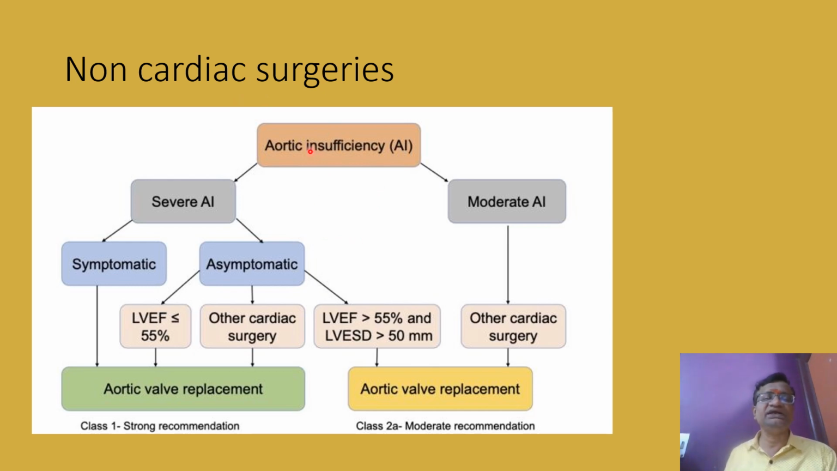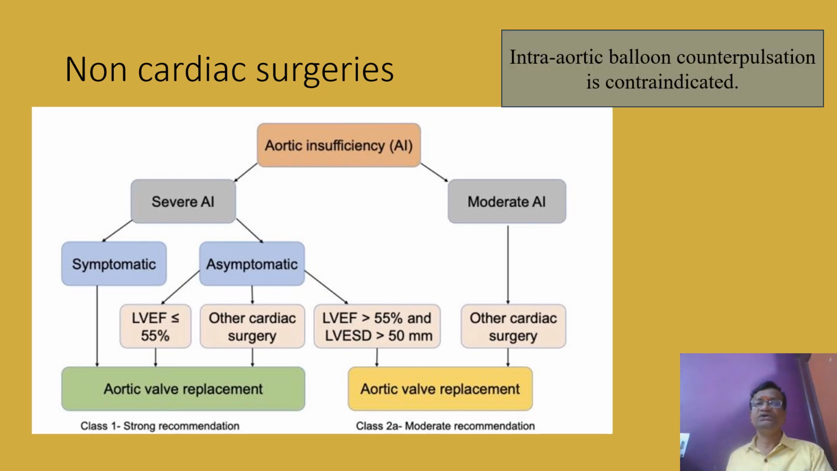For non-cardiac surgeries, with severe symptomatic aortic regurgitation, do valve replacement. If asymptomatic, then check LVEF. If EF is normal, then go for non-cardiac surgery. For other cardiac surgeries, do aortic valve replacement. This is how it is. Severe AR, symptomatic: aortic valve replacement. Severe AR, even if asymptomatic, if LVEF is reduced, go for aortic valve replacement. Intra-aortic balloon counterpulsation is contraindicated in this disease, because if you increase the afterload, it is dangerous.